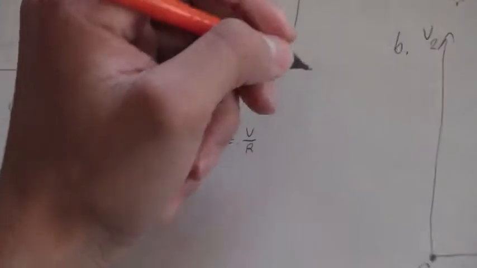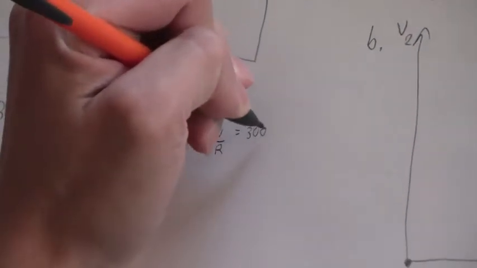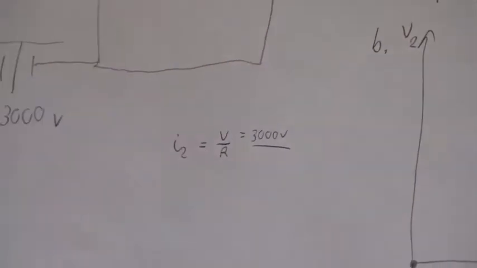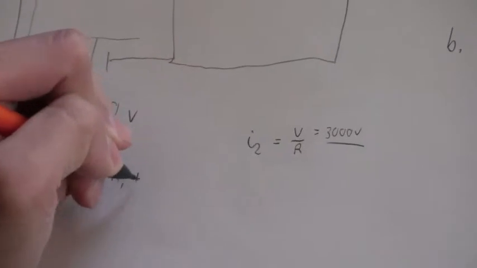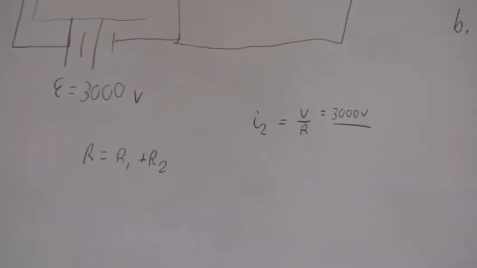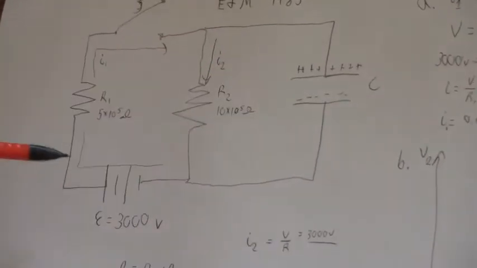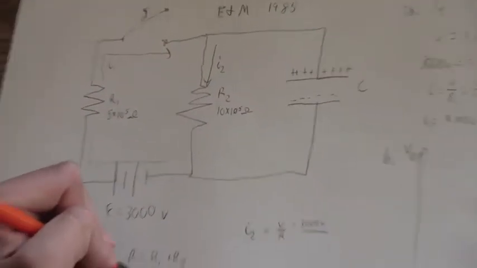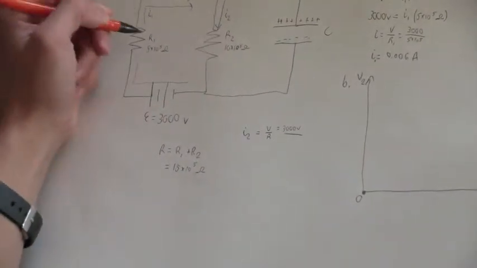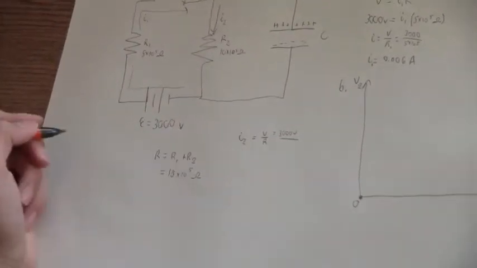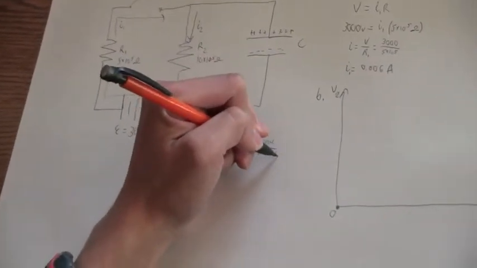In this situation, V is still the battery, so V is still equal to 3,000 volts, and R is going to be R1 plus R2, because R1 and R2 are in series, and the charge doesn't go through the capacitor, it goes through R2. So that's equal to 15 times 10 to the 5th ohms, 5 plus 10, 15. So that's going to equal 15 times 10 to the 5th ohms.